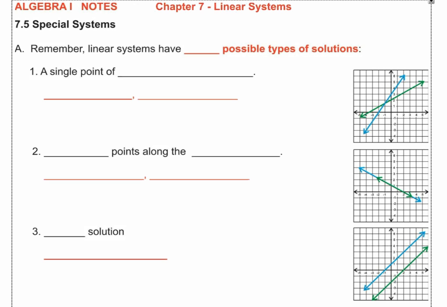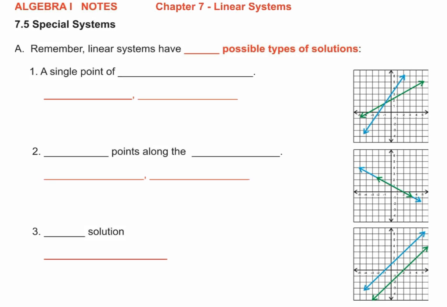So, special systems. We're going to start off with a review. Remember, linear systems have how many possible types of solutions? Three, right? Three possible types of solutions. The first one is a single point of intersection.